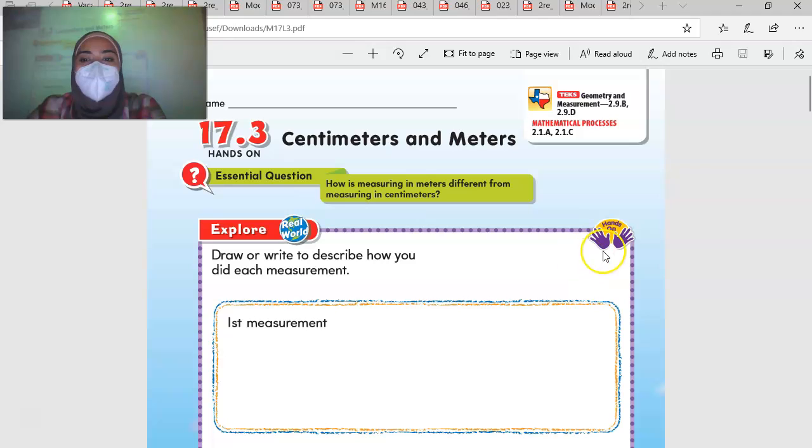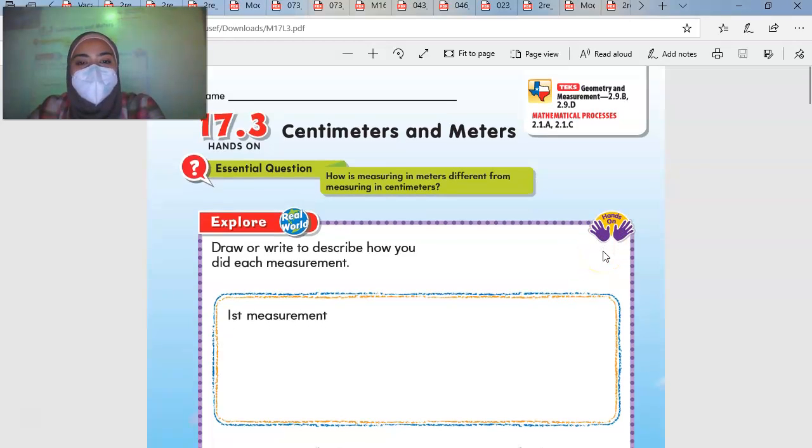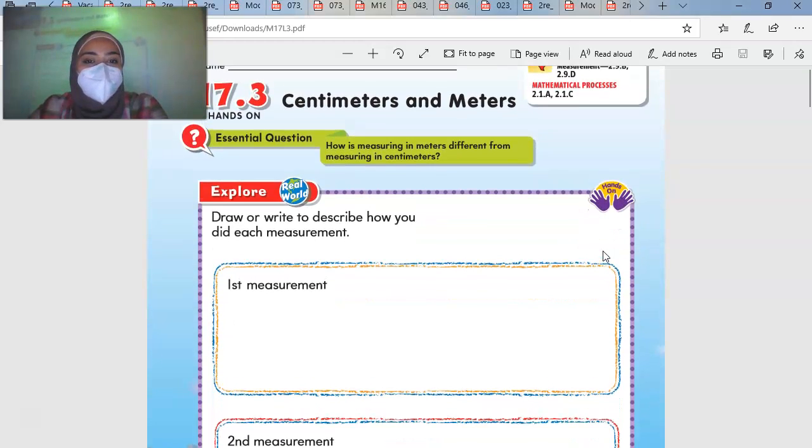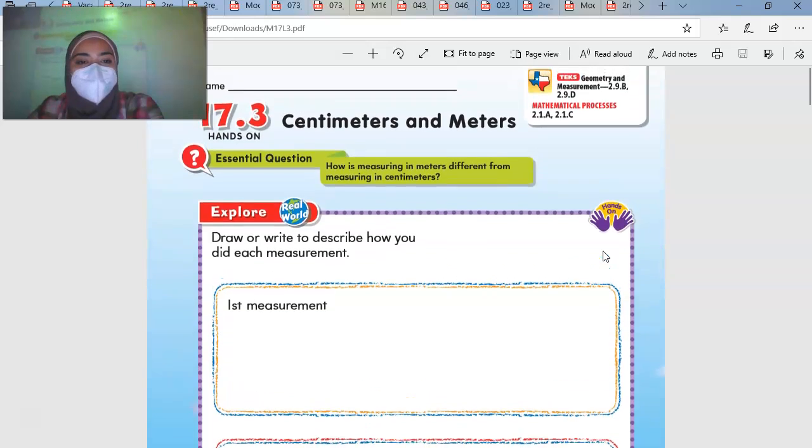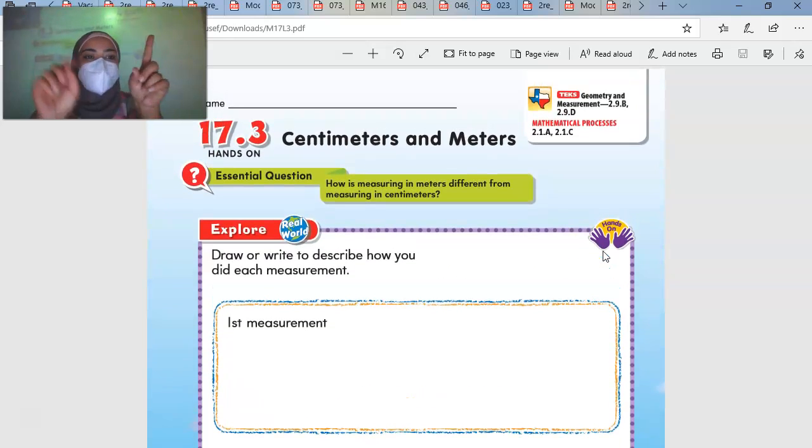All right, now we are finally going to start centimeters and meters. How to measure in meters is different from measuring in centimeters. So centimeters and meters are two different things, the same as inch and centimeter are two different things. Let's find out today if a centimeter or a meter is larger.